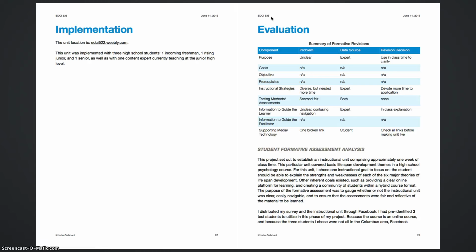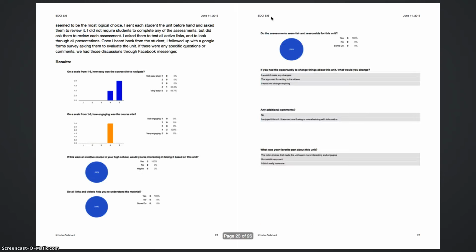When my unit came to a point where it was pretty much completely done, I sent the links to each of the students through Facebook Messenger. Again, it just seemed like the easiest way to get that information out there, since not all of the students were in Columbus. I asked the students to review the units in their entireties, but I didn't require that they complete the assessments, although I did ask them to take a look at each of the assessments just to make sure that they thought that they were fair.